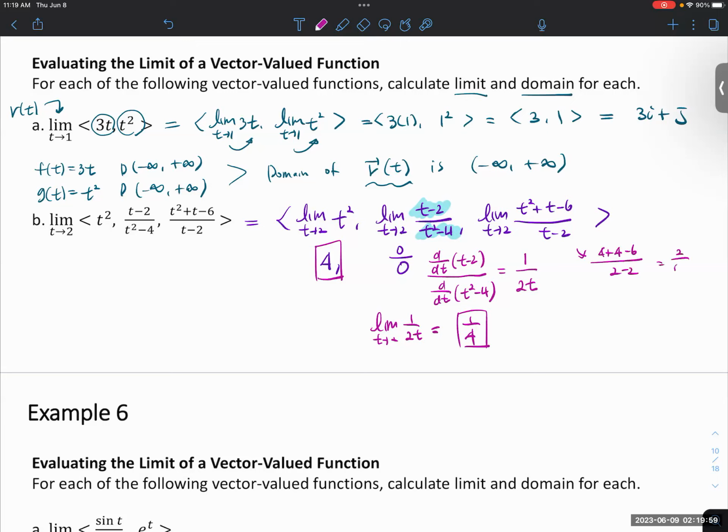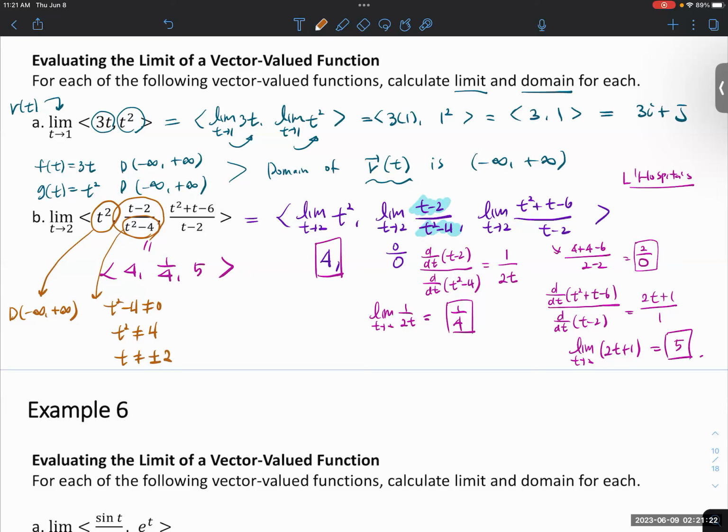And let's find out the domain. It's not complicated. This function is a quadratic, so the domain is negative infinity to positive infinity. And then the second one is a fraction, so the denominator cannot be 0. The second component, t squared minus 4, cannot be 0. That means t squared cannot be 4, so t cannot be plus or minus 2. So you can have all real numbers except plus or minus 2. Same thing for the last one: the denominator t minus 2 cannot be 0, so you can have all real numbers except t equal to 2.